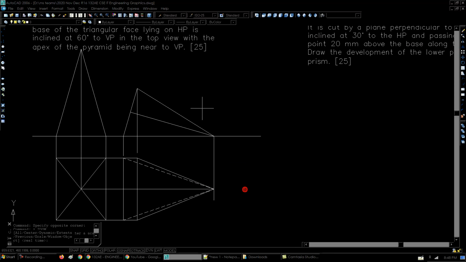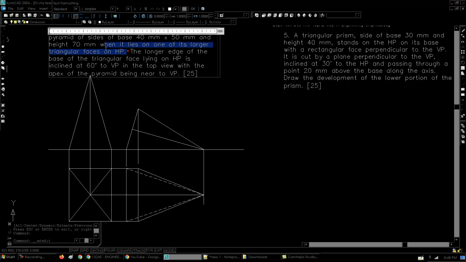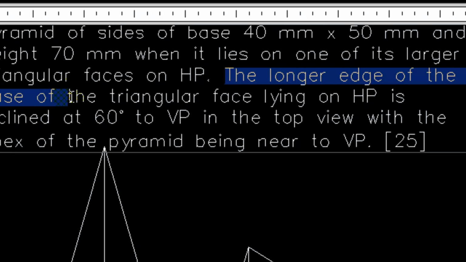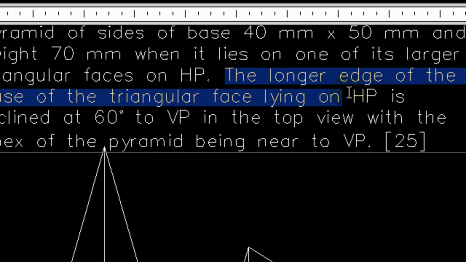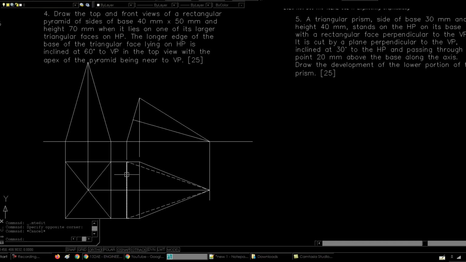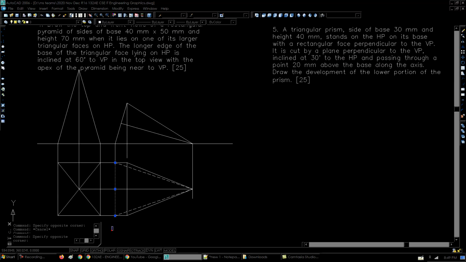Is the problem over? Is the solution over? Let us go back to the question and try to see if it is over. We can see it is telling that the bigger triangle is resting on HP, and the question doesn't end there. It is continuing. It is telling us that the longer edge of the base of the triangular face that is lying on HP, that base is inclined at 60 degrees to VP. So in this view here, you can see this edge is the edge which it is talking about, and right now it is perpendicular to VP. We have to make this edge at 60 degrees to VP. So right now it is 90 degrees, we have to make it 60 degrees.